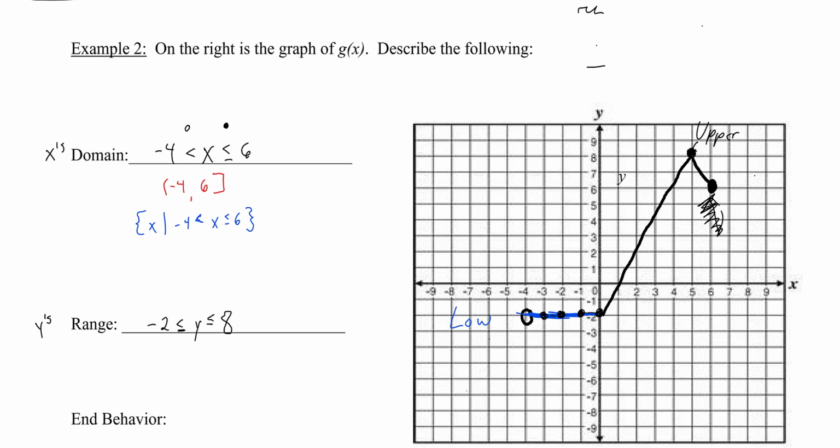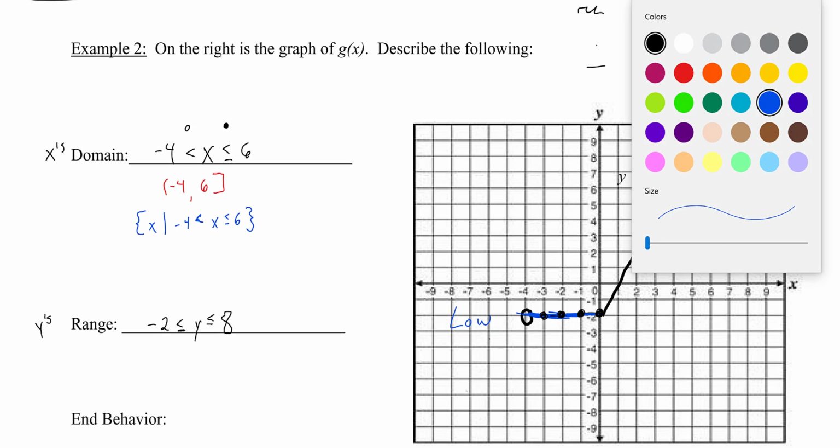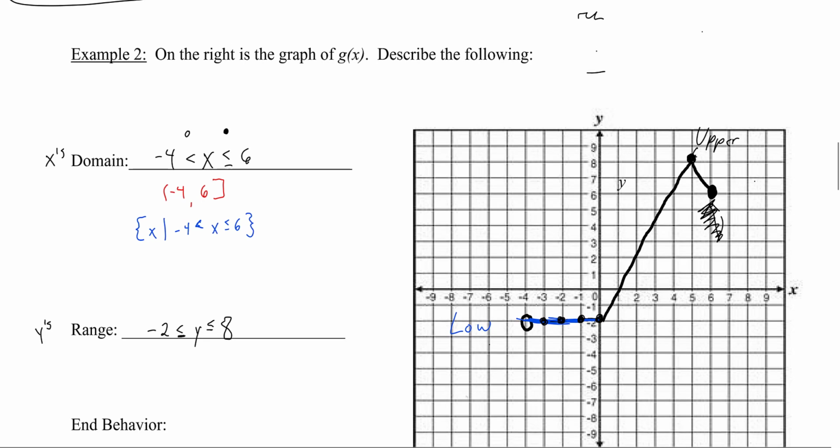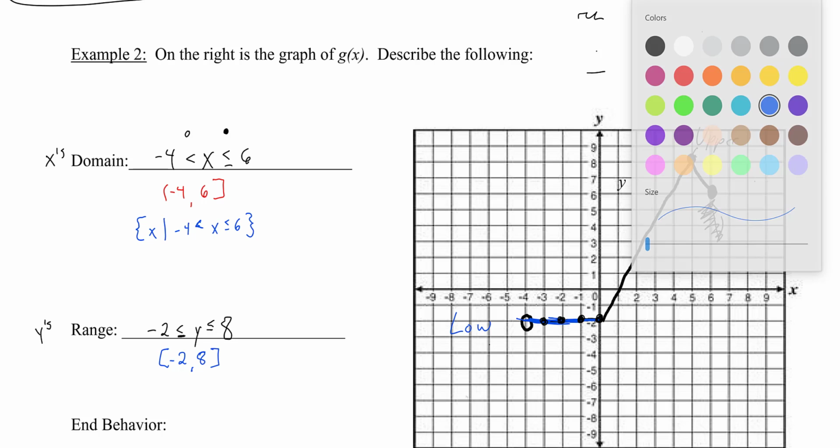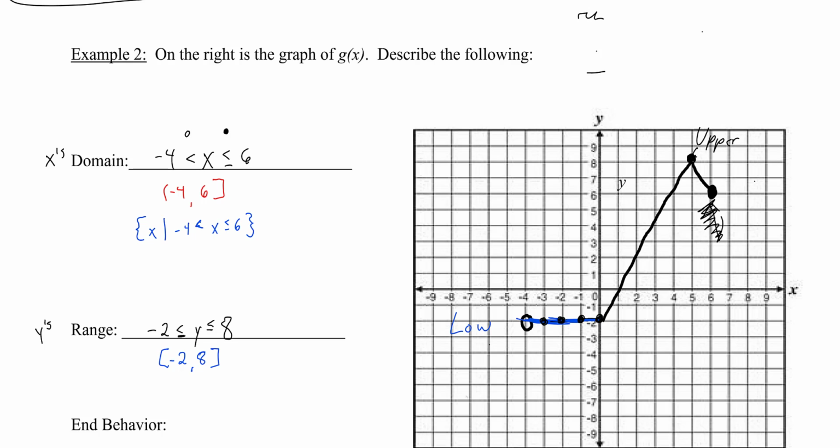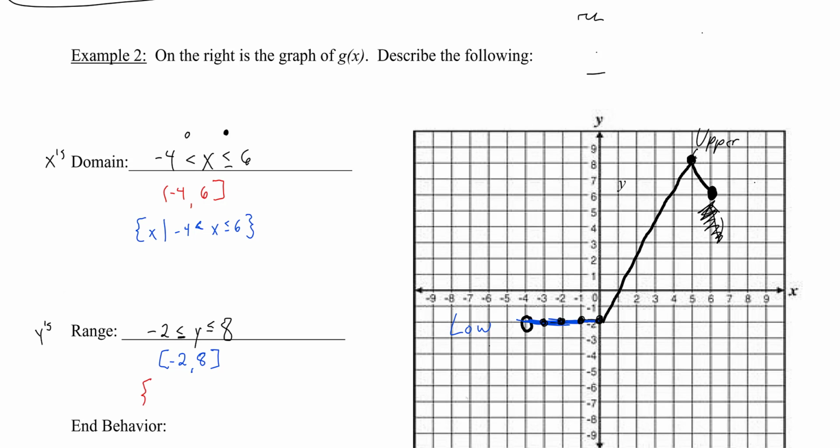So there's our range in interval notation. It's going to be a bracket around -2 and a bracket around +8. And last but not least, set builder. The range is all y values such that y is greater than or equal to -2 and less than or equal to +8.